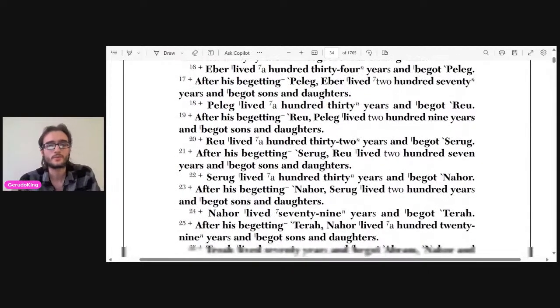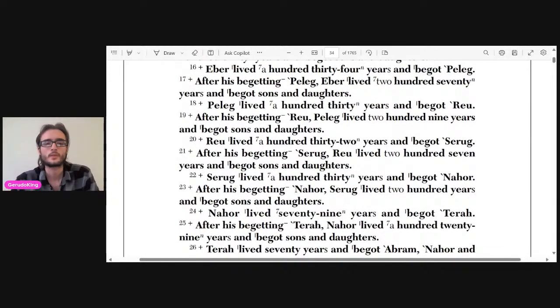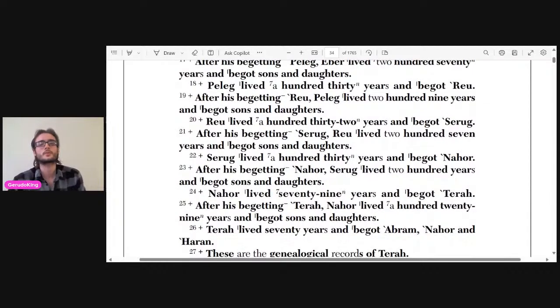Peleg lived 130 years and begot Reu. After his begetting Reu, Peleg lived 209 years and begot sons and daughters. Reu lived 132 years and begot Serug. After his begetting Serug, Reu lived 207 years and begot sons and daughters. Serug lived 130 years and begot Nahor. After his begetting Nahor, Serug lived 200 years and begot sons and daughters.